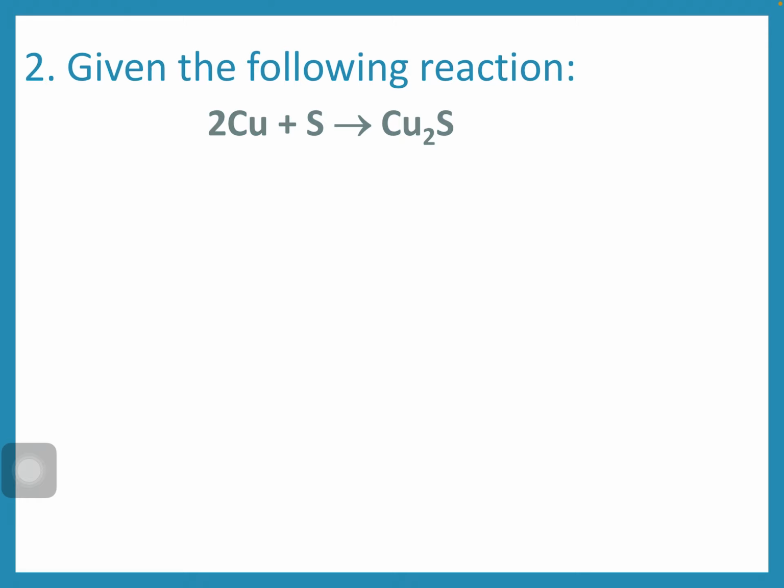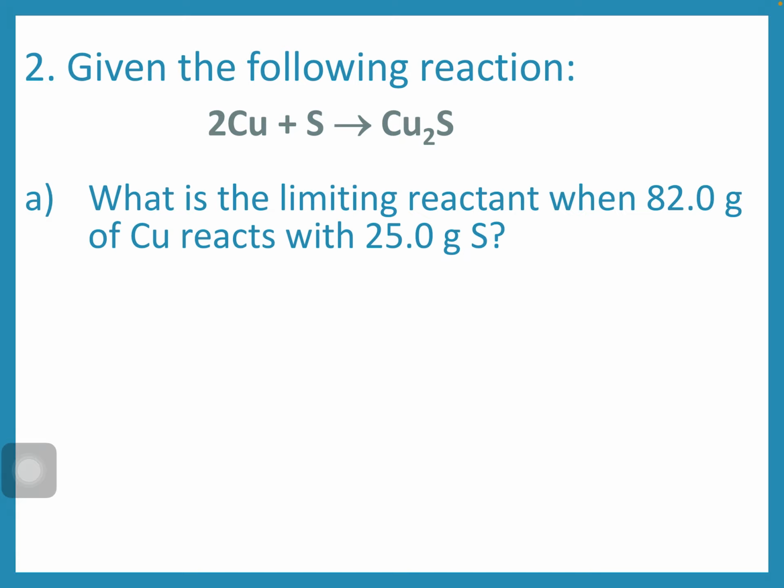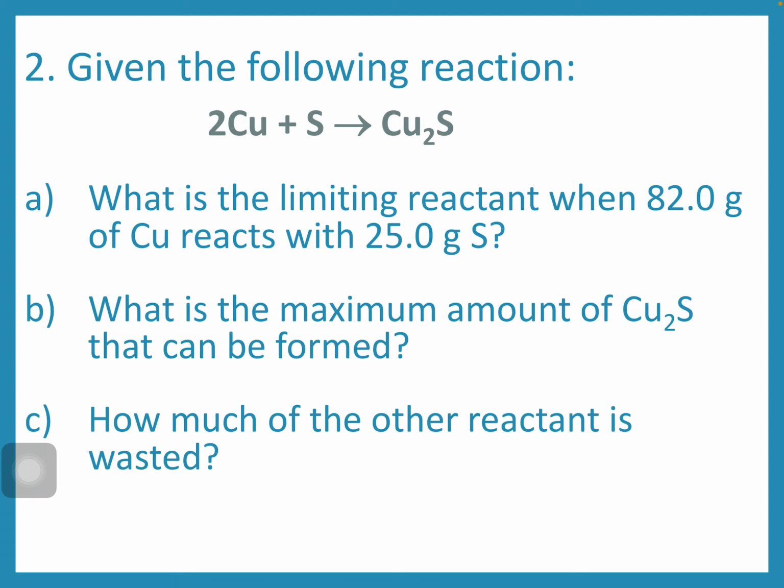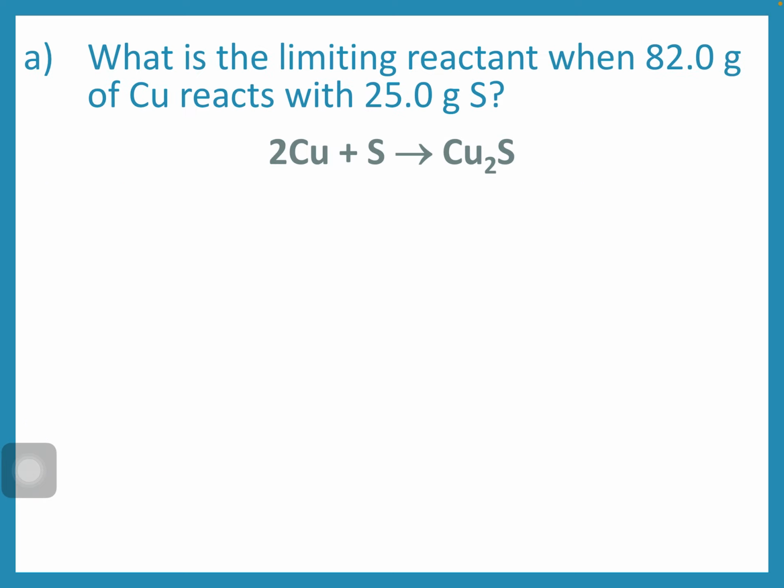So if I have copper and sulfur combining to make copper sulfide, this is copper 1 sulfide, what's the limiting reactant if I have 82 grams of copper reacting with 25 grams of sulfur? What's the maximum amount of copper 1 sulfide that can be formed? And how much of the excess reactant do we have? So the first one, what's the limiting reactant when 82 grams of copper react with 25 grams of sulfur?